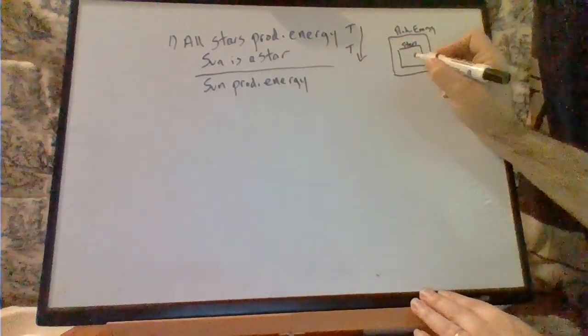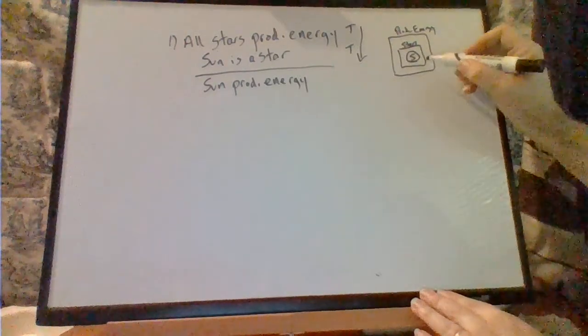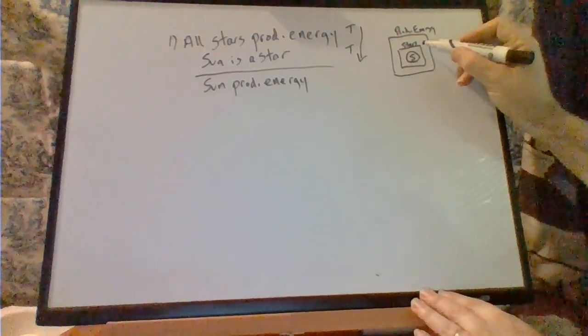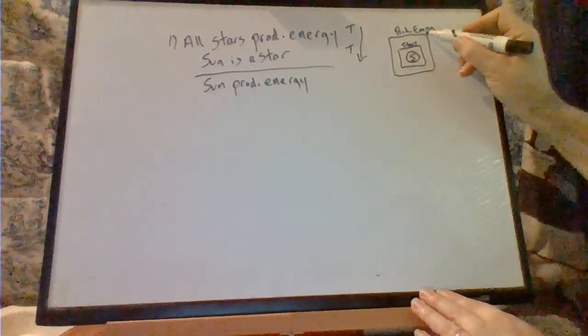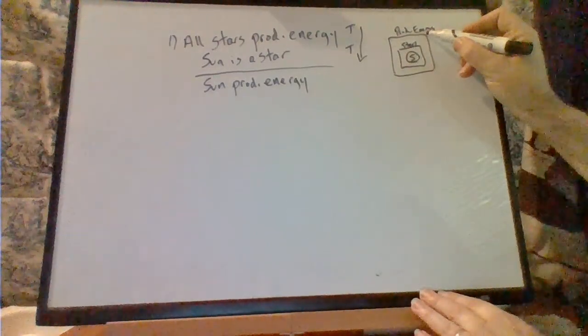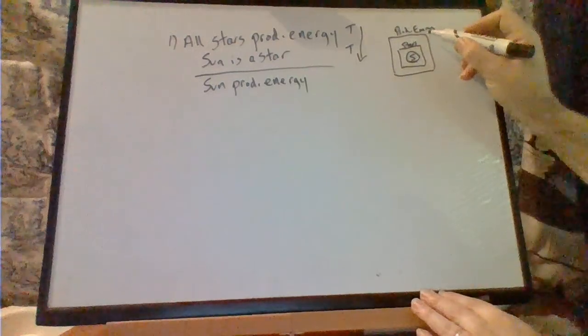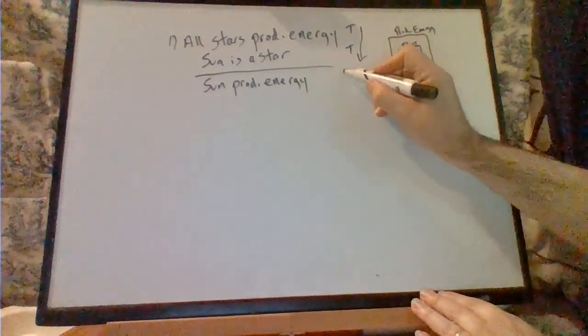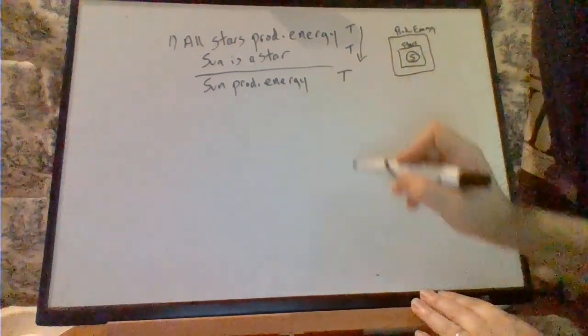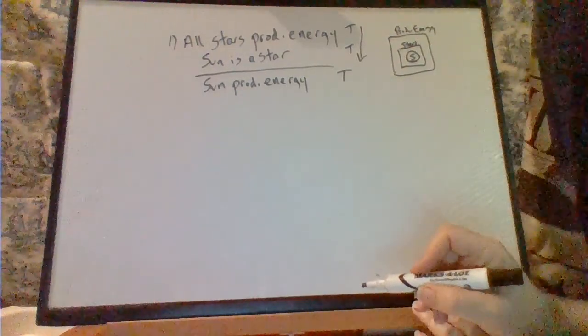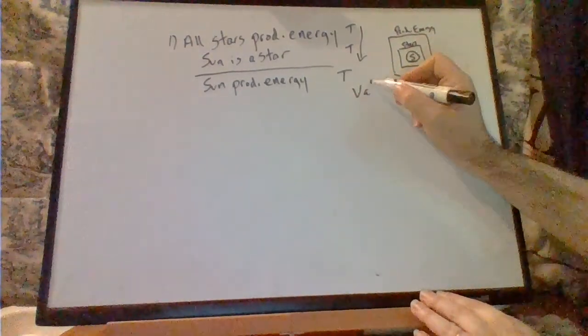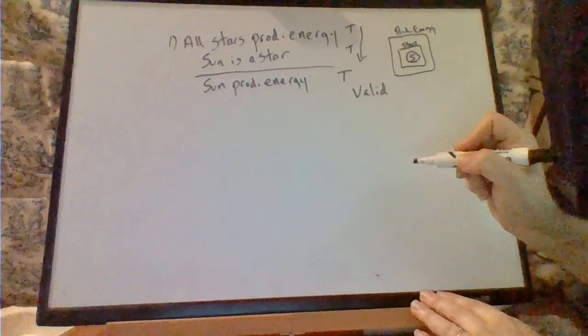The sun, we're told, is a star. Well, if the sun is inside the box of stars, and the box of stars is inside the box of things that produce energy, it follows that the sun does in fact produce energy. So if those premises are true, they will force me to accept the truth of the conclusion, which means that what we have here is a valid argument.